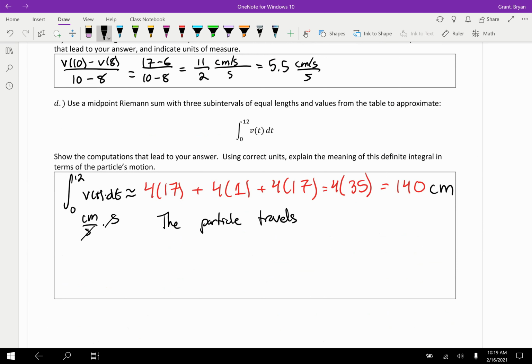So the particle travels 140 centimeters. We want to give the answer in context, but also when. An integral tells about an interval. So the particle travels 140 centimeters from t equals 0 to t equals 12. Explain when that happened. Versus a derivative talks about what happens at a specific point.